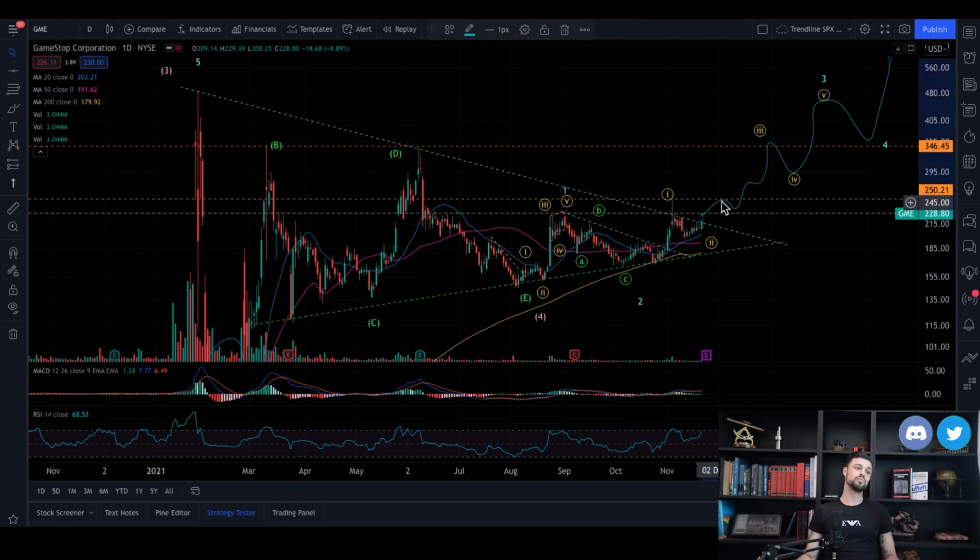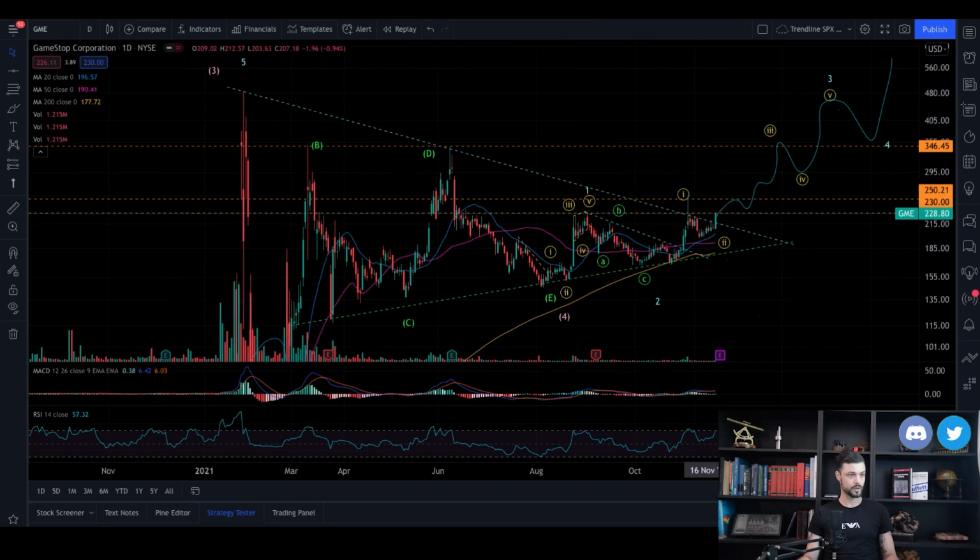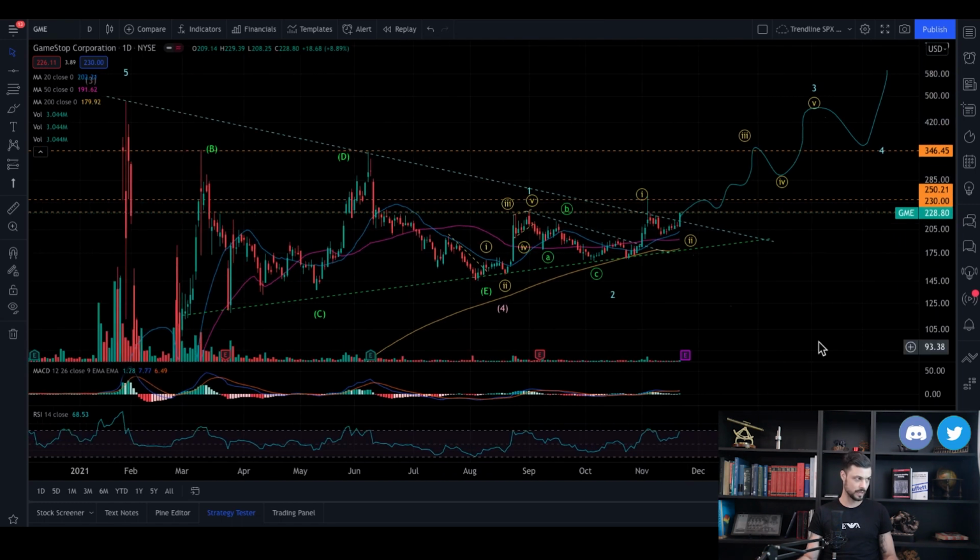So in the most bullish case, we go right away to 250, then correct to 230, and then go higher. Just for you guys to know, I'm personally involved in this trade, as most of you.